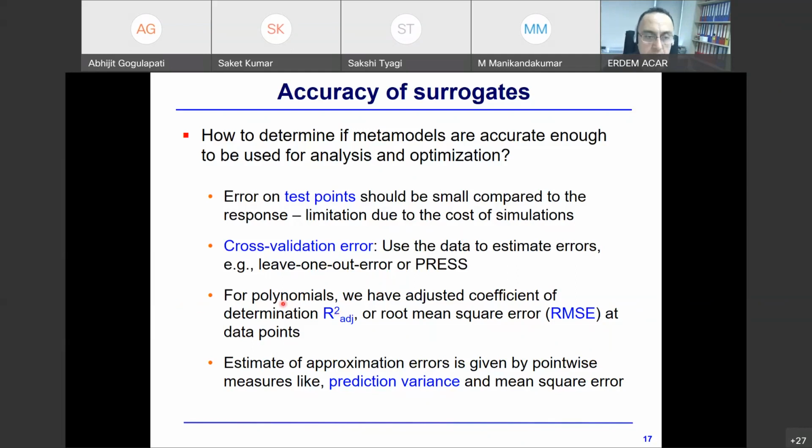If we are using a polynomial response surface, then an R-square value, of course the adjusted value makes more sense, or the root mean square error at the data points can be used. However, if we are using a kriging model, then we cannot use these errors at the data points, because as we have seen, the kriging prediction passes through all the training points. Also, there are some estimators like prediction variance that can be used in order to measure the accuracy of the surrogate models.